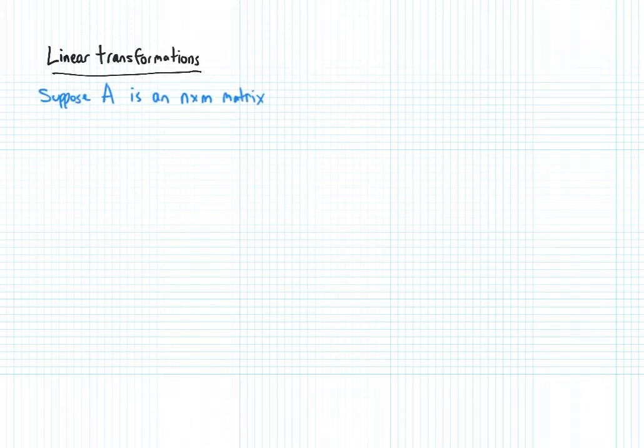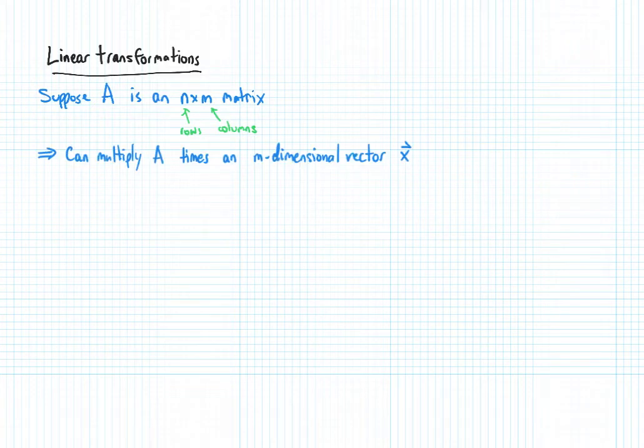All right, so suppose A is an n by m matrix. When we say that, that means that A has n rows and m columns. Then what we know is that you can multiply A times an m-dimensional vector, let's call it x, and when you do that, the result will be an n-dimensional vector. And if we focus on this role that A plays, we can interpret it as being something like a function.